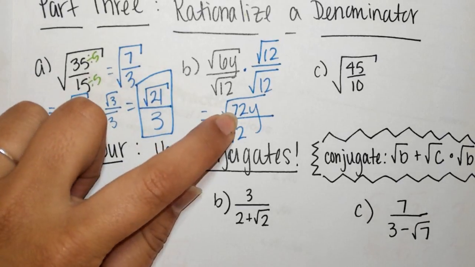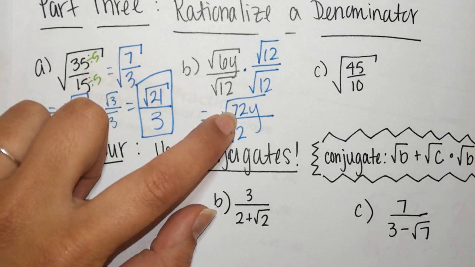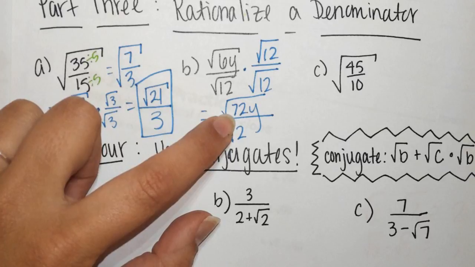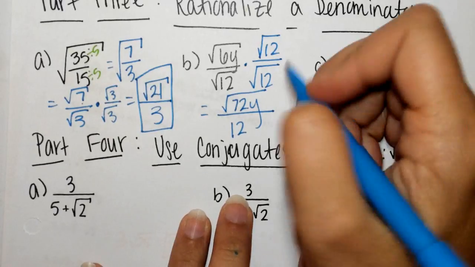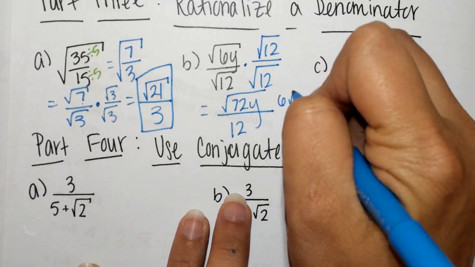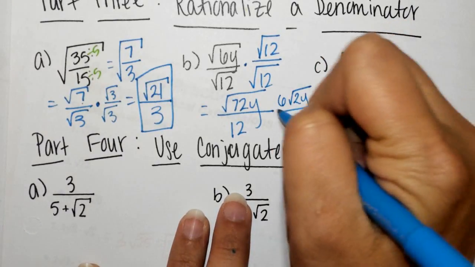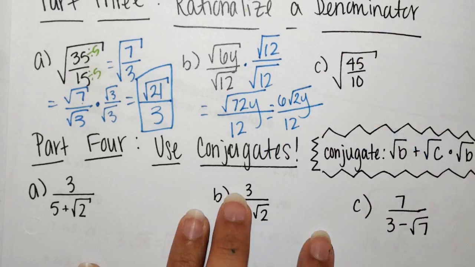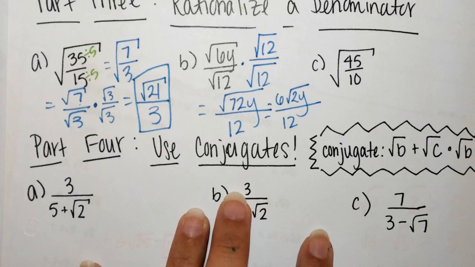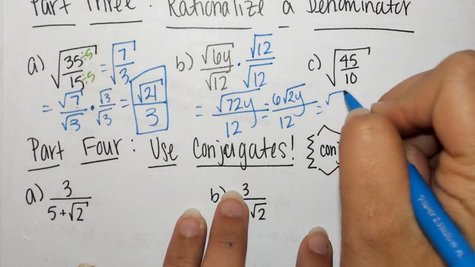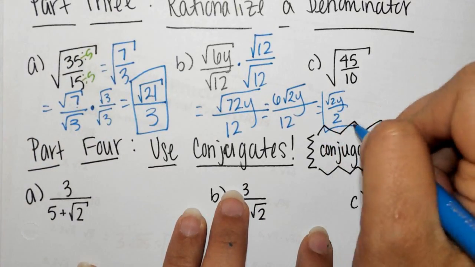From here, you must break down the square root of 72 using what we did in part 1. You find the biggest perfect square that goes into 72, which is 36. What's the square root of 36? 6. So we have 6 root 2 divided by 12. And what does that reduce to? 1/2. So it's the square root of 2 divided by 2.